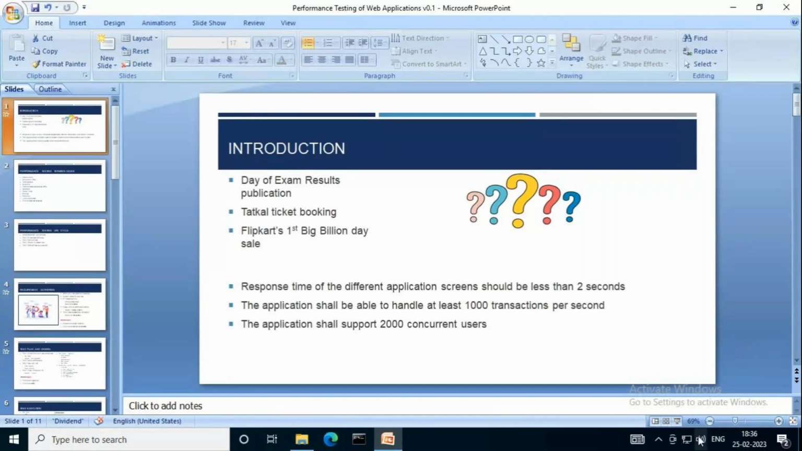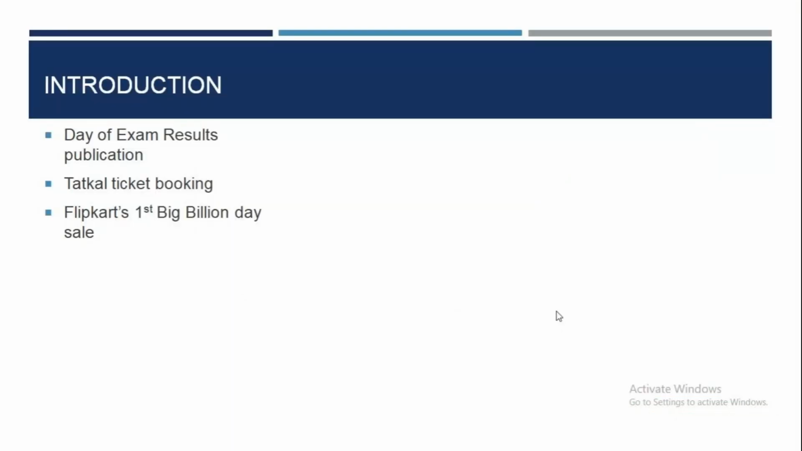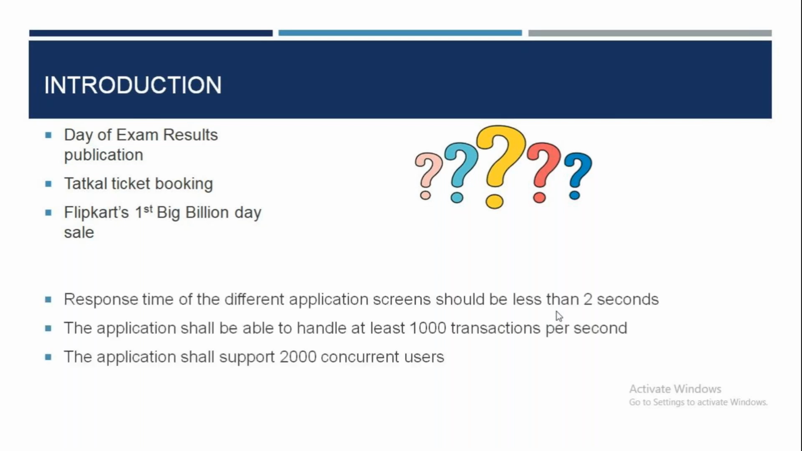So yesterday we saw these three different events and why they are important, and these three events more relate to the performance of the application, right? Performance of the application. So on these days, the application must respond fast enough so that the users are able to experience better performance. And then I gave some examples of the non-functional requirements.